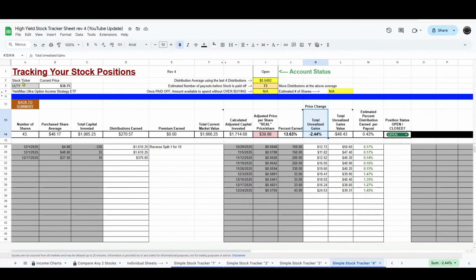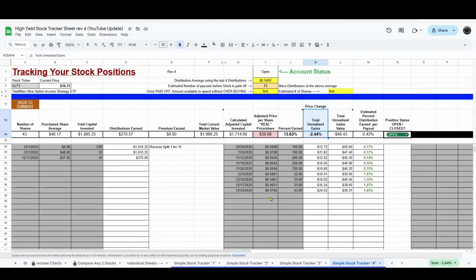And if ULTY can just trade sideways for a while, then I should be able to get ahead of it, if ULTY can continue to pay me that 50 some cents right here per week. Because I only need about $1.10 worth of distributions to get roughly to that current price. Now, of course, if ULTY drops, then that will move down along with my real price per share being able to move down because of the distributions.